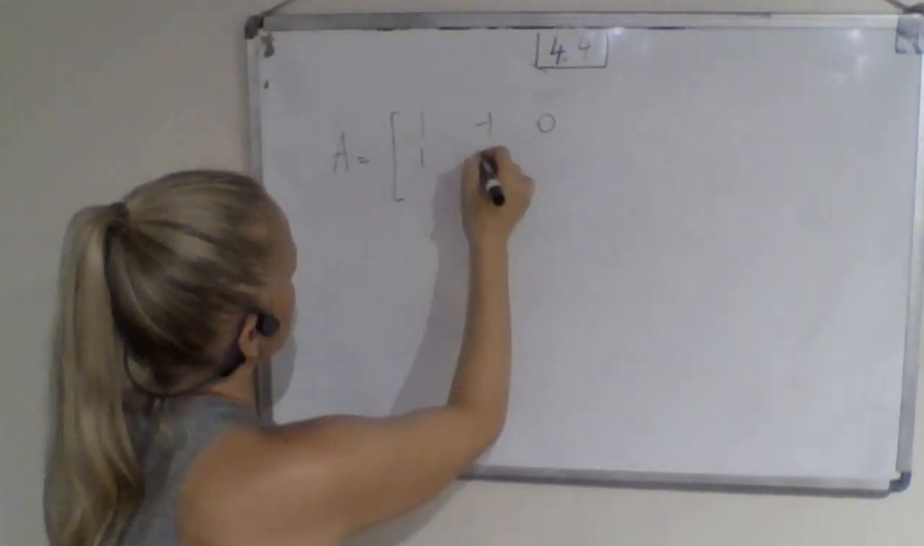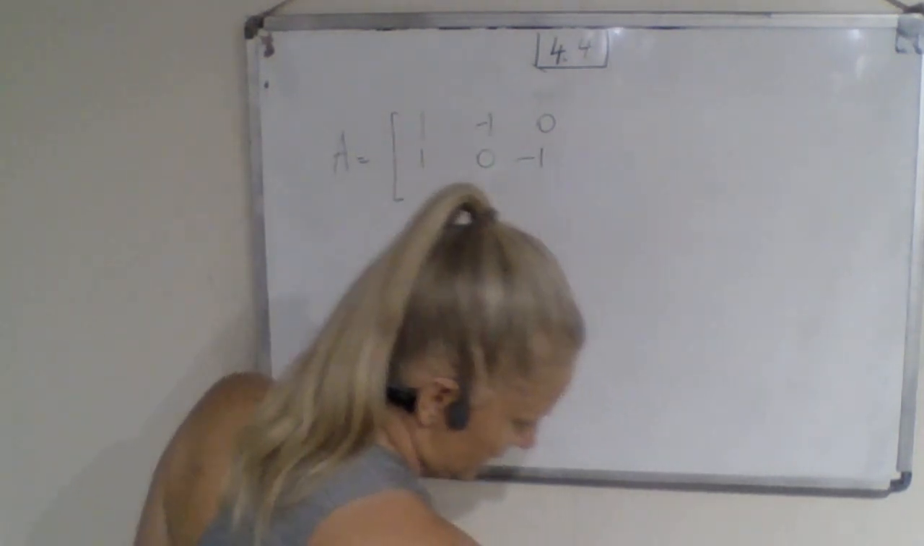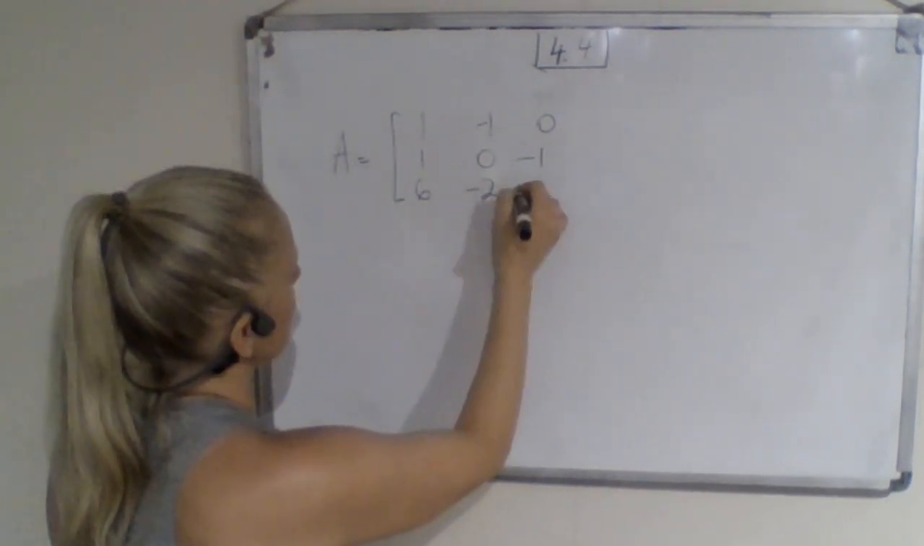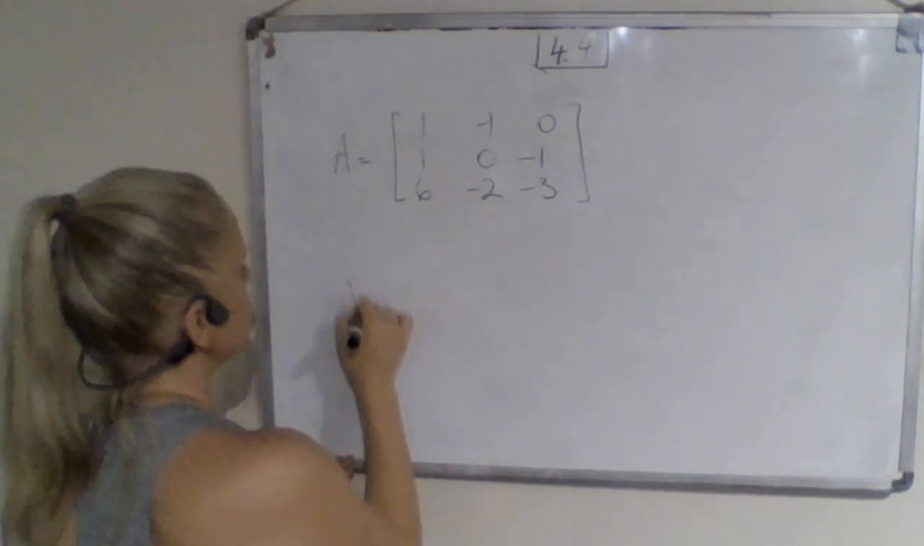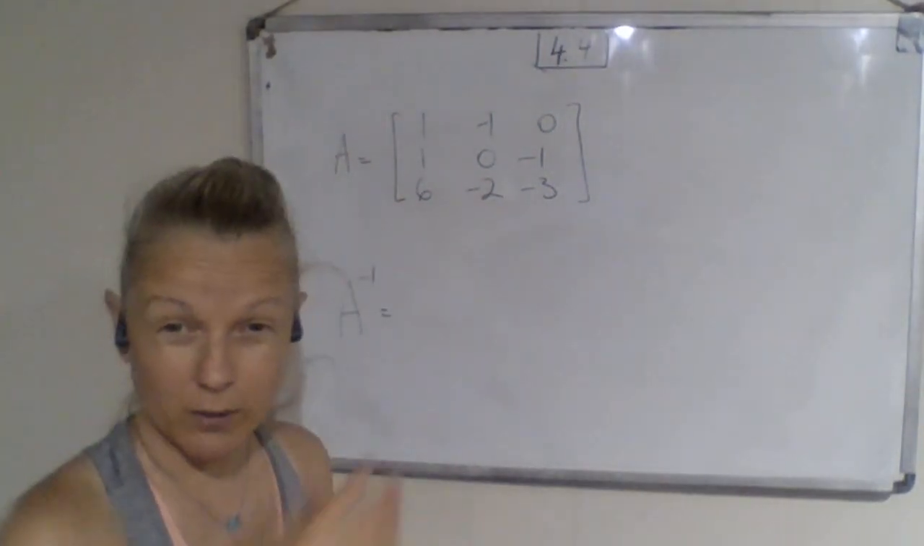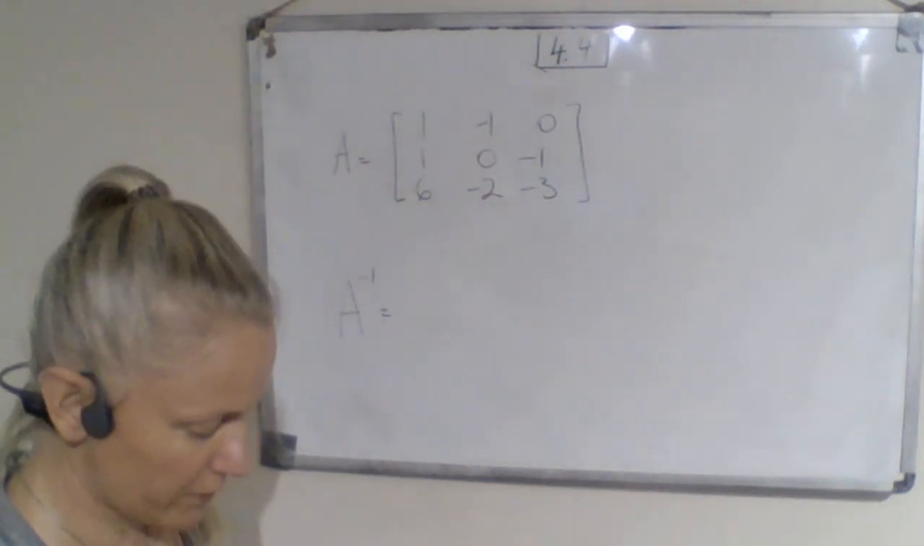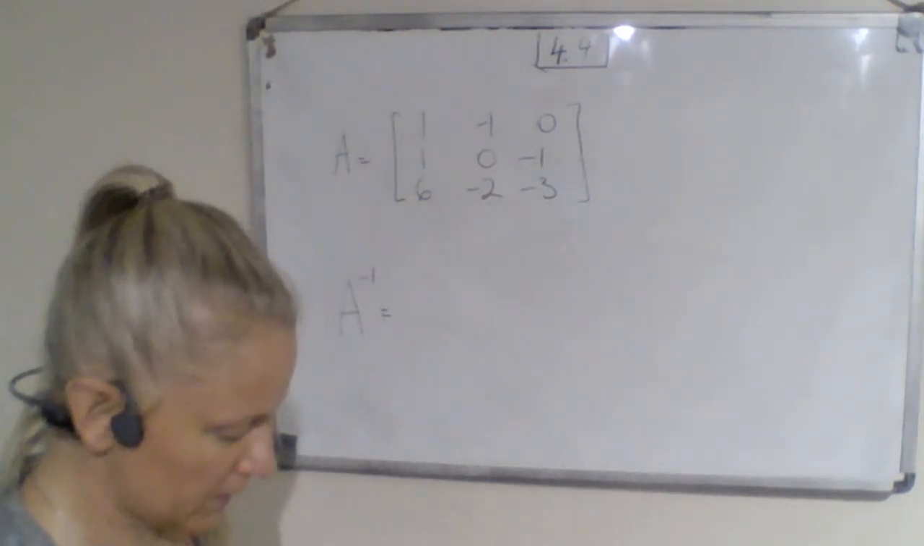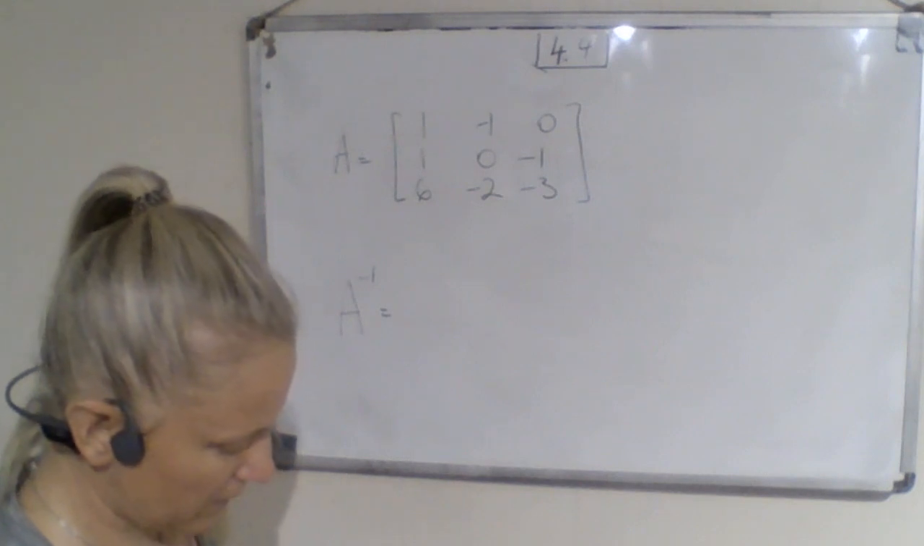1, 0, -1, and then 6, -2, -3, 6, -2, -3. They want us to know what is A to the -1. If you need to, pause the video when you think you can do it, and then resume it to see the answer, or fast forward. Second matrix, over to edit.